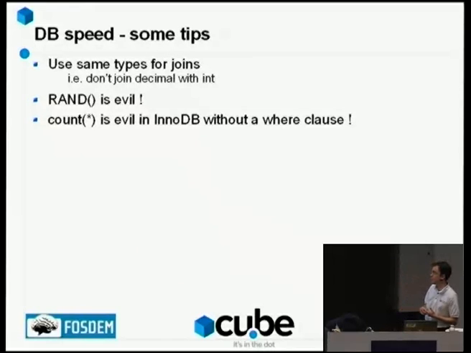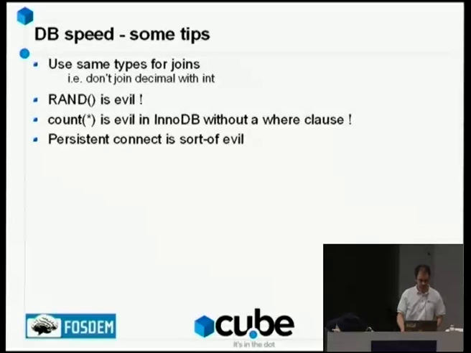They're going to fix that, but in the current InnoDB version, it will cause a full table scan if you don't use a where clause. And persistent connections, they're sort of evil, especially if you use Apache. Apache has the tendency not to release certain connections, so if you have a lot of persistent connections that remain open, you might run into trouble pretty quickly.